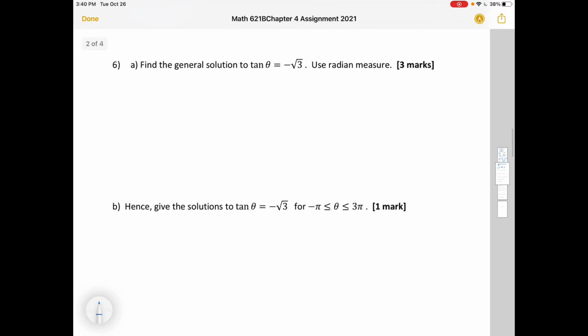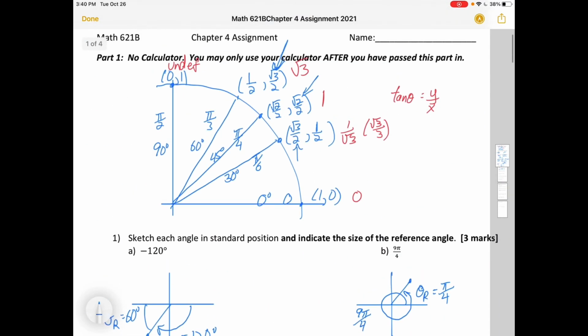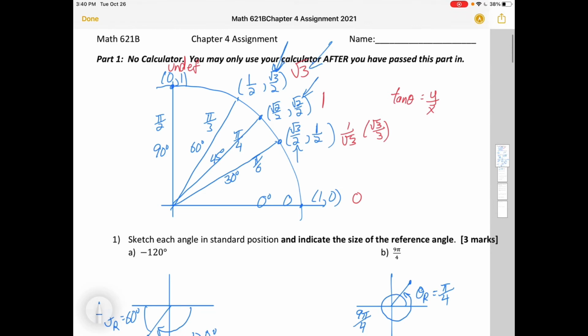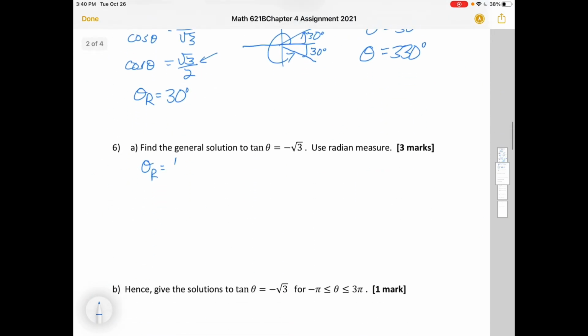Find the general solution to tan theta equals negative root 3. Use radian measure. So I've got to find my reference angle. Let's head up here. Where's tan root 3? It's happening right here at 60 degrees, or since we're in radian measure, pi over 3. Okay, now I'm going to choose some quadrants. Tangent's negative in the second quadrant and in the fourth quadrant.